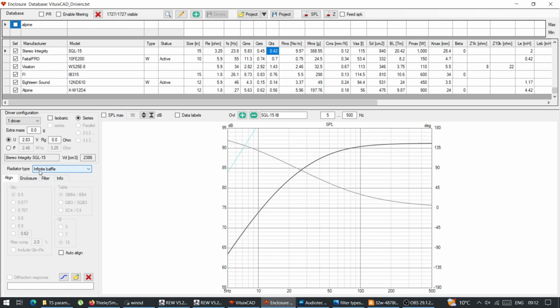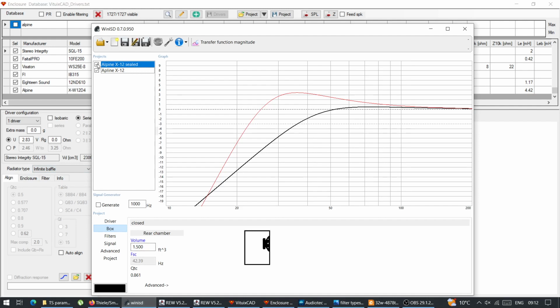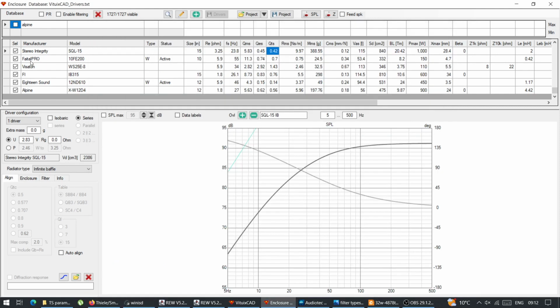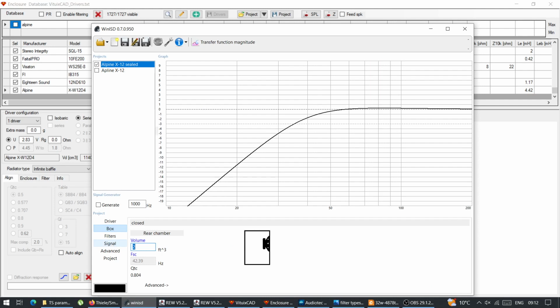Because if you put a driver in a box, like this one in WinISD, so this, sealed. So this driver, Alpine Type X, is this one. It has a QTS of 0.56. If I put it in a box, like 2 cubic feet, the QTC of the box is higher. So basically, if you put some air behind the driver, the Q of the system itself increases. So the box changes the Q of the driver.